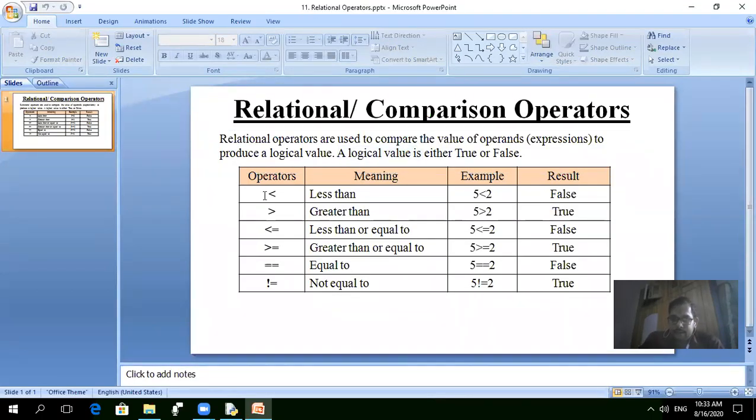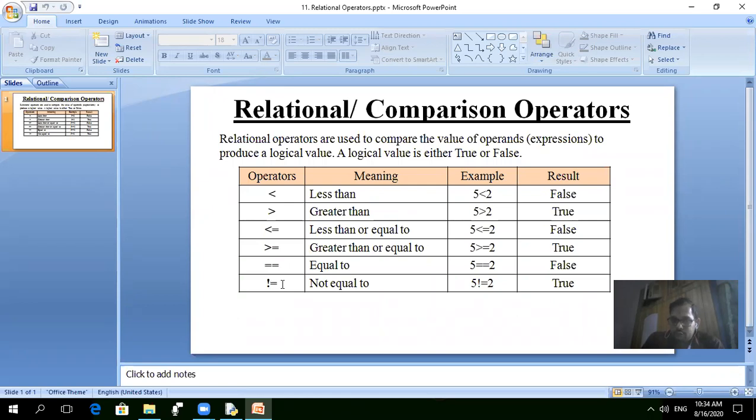See here, relational operators are less than, greater than, less than or equal to, greater than or equal to, equal to. In the case of equal to, you have to write a double equal sign. A single equal sign is for assignment, and a double equal sign is for equal to, and then this is called the exclamation mark.